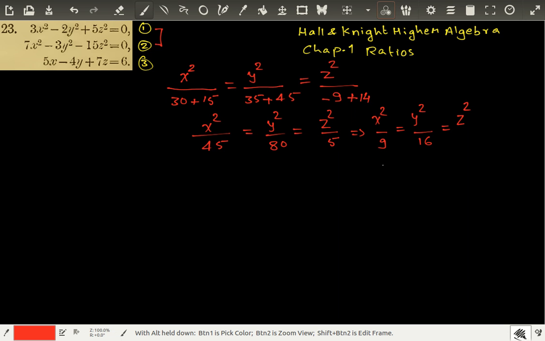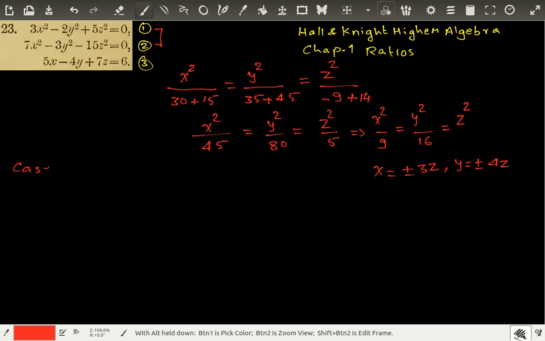Okay, so what we get is x is equal to plus minus 3z. Okay, because if you take x square, then we get 9z square. So it can be plus 3z as well as it can be minus 3z. Similarly, y is equal to plus minus 4z. Now we can form 4 cases.